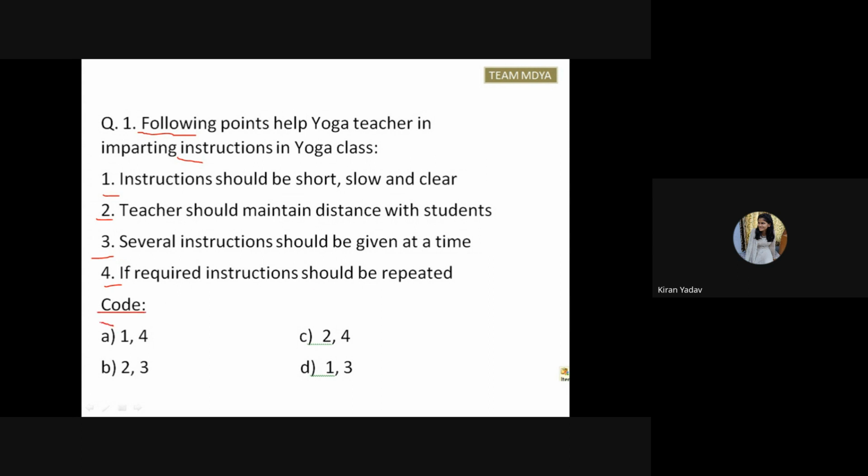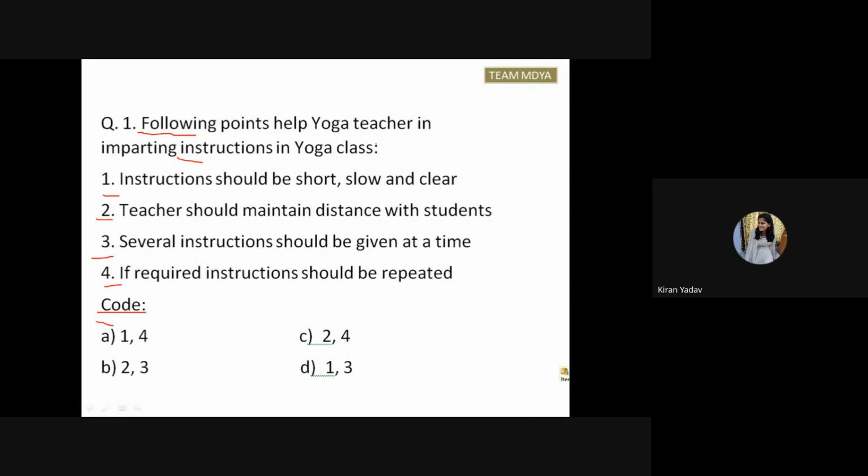Now answer from this. Raise your hands. Who wants to answer? Lipalika ji. Yes, ma'am. 1 and 4 means option should be A. Right. Option should be A.